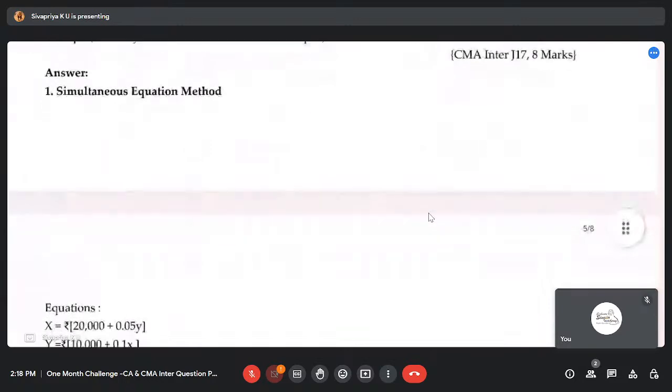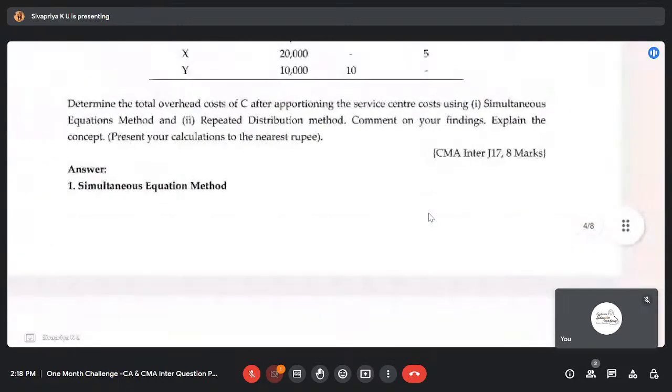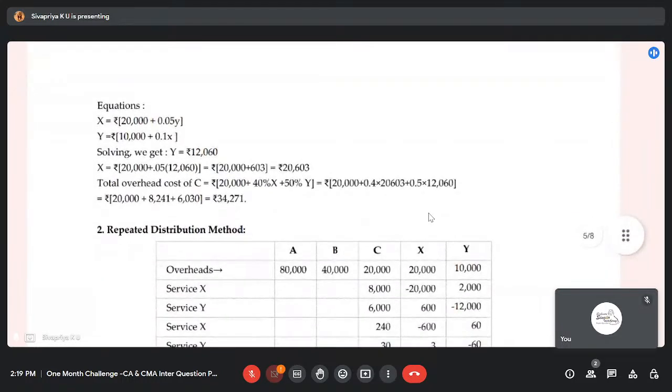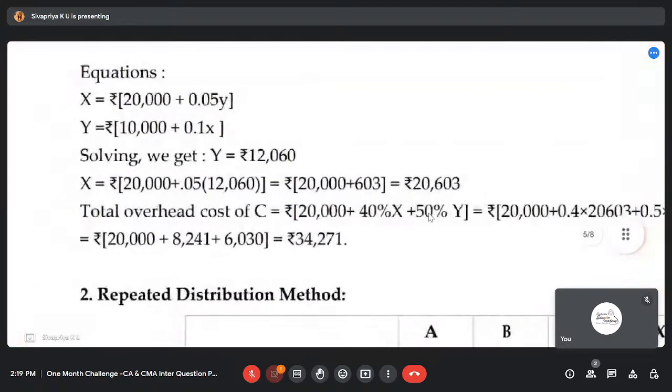Question number 3. You have to calculate the secondary distribution in two methods: one is the simultaneous equation method, the other is the repeated distribution method. This is the answer under the simultaneous equation method.